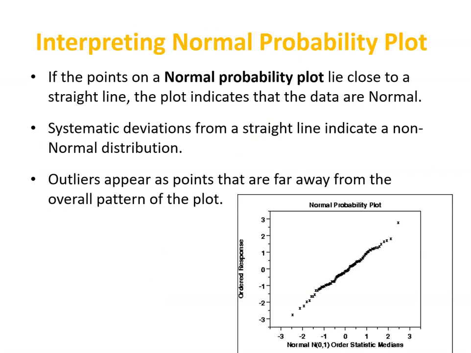The way you interpret a normal probability plot: like I said, if the points on the normal probability plot lie close to a straight line, then the plot indicates that the data are normal or approximately normal. Systematic deviations from a straight line indicate a non-normal distribution. Outliers are going to appear as far away points that are distant from the overall pattern of the plot. So you can kind of see that here. This is distant from the pattern.